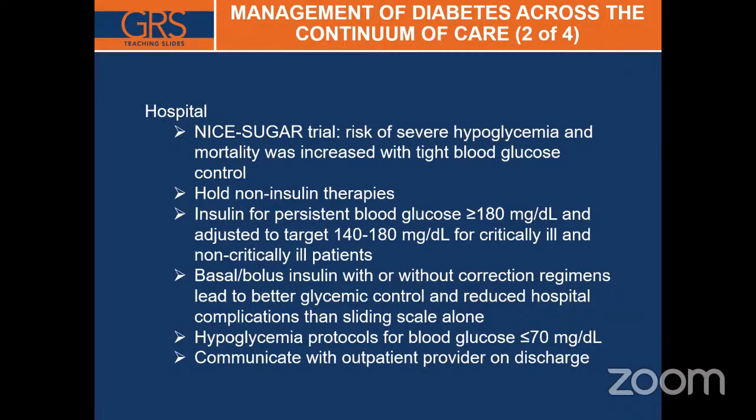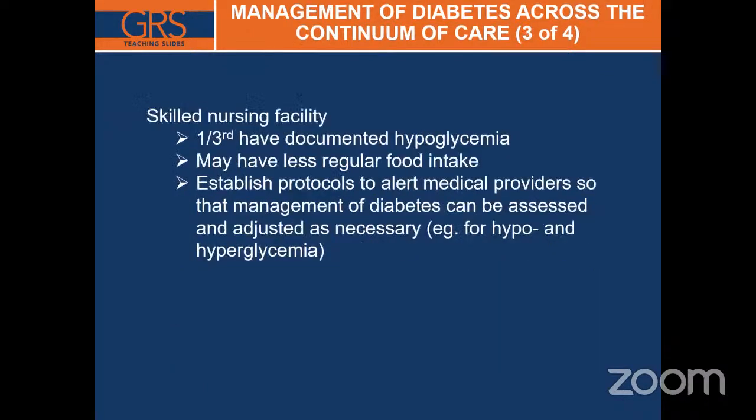Now, basal bolus insulin with or without correction regimens leads to better glycemic control and reduced hospital complications than sliding scale alone. Hypoglycemia protocols are there for blood glucose less than 70 mg per deciliter, and we can communicate with the outpatient providers on discharge.